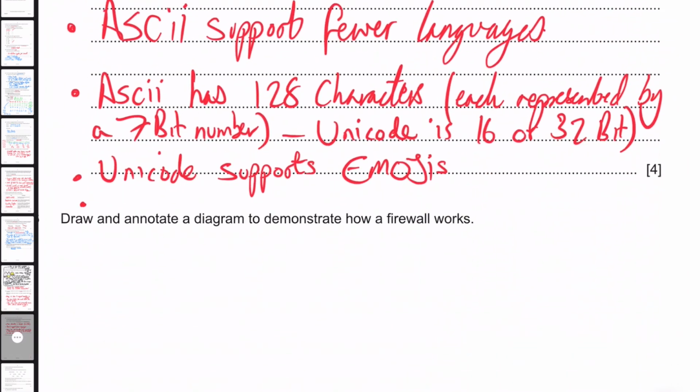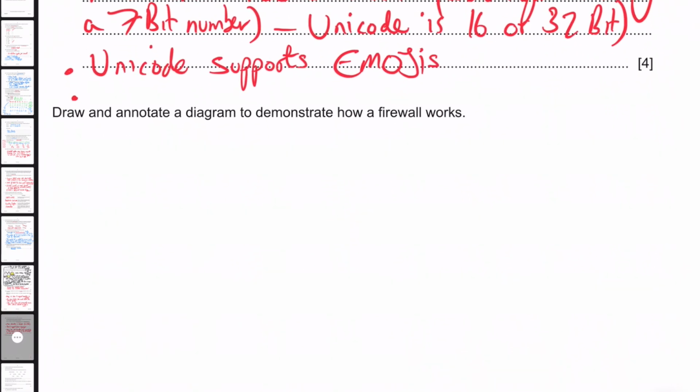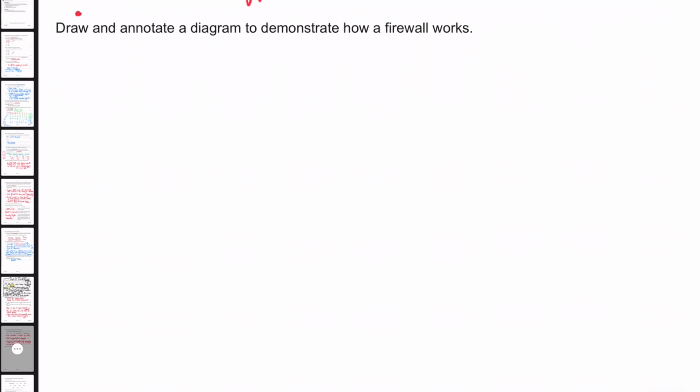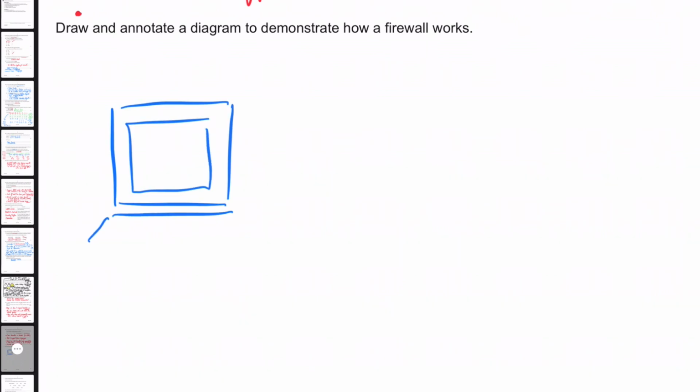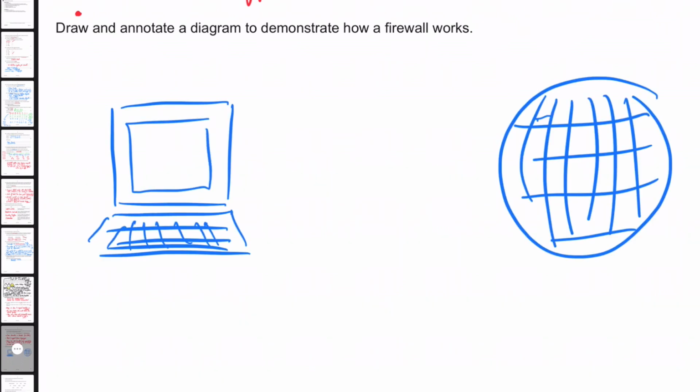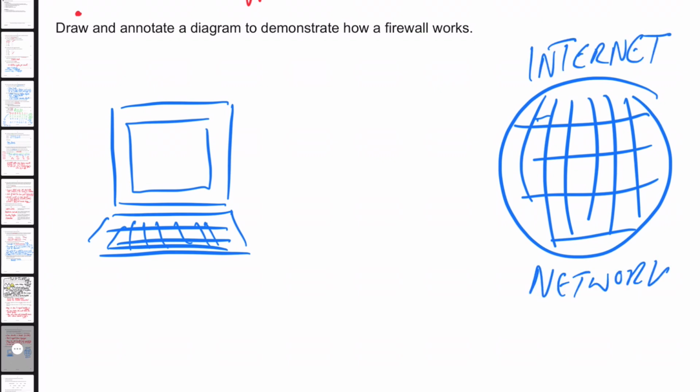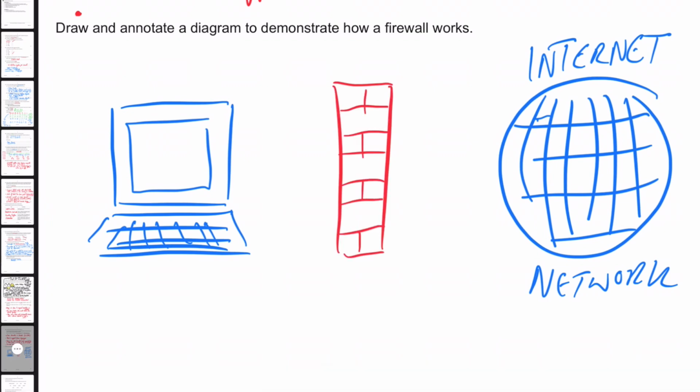Draw an annotated diagram to demonstrate how a firewall works. This is 4 marks. Obviously I need a computer, with my keyboard, and either the internet or a network. Basically, the firewall is a barrier between them. This is my firewall. When the computer sends a request to the internet or the network, it has to pass through the firewall, and then coming back again, it has to go through the firewall.